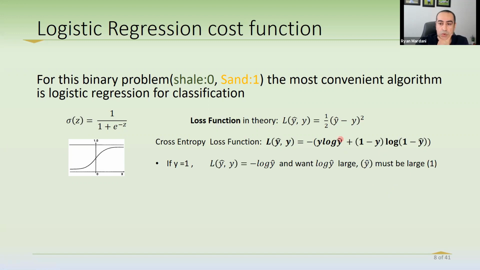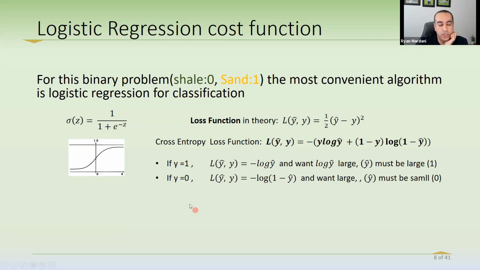It has two terms here. If the real y is 1, the first term is going to be 1, and to get it minimized to 0, we should have our prediction be 1, and vice versa. If y is equal to 0, the first term is going to be 0, and for the second term to get the result 0, y hat also should be 0.